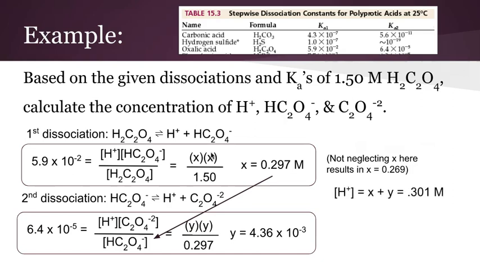So to find each concentration, remember the key idea here is that the H plus is mostly from the first dissociation, but there is some added H plus from the second dissociation. So you would need to add those up, which ends up being 0.301 molar. And then our x is the 0.297 from the first dissociation, and then the final dissociation is the value of y, which is 4.36 times 10 to the negative third.